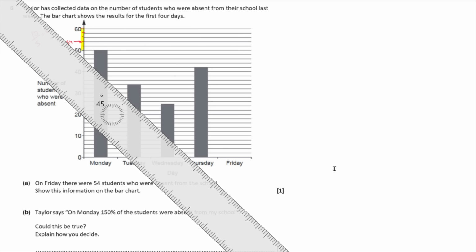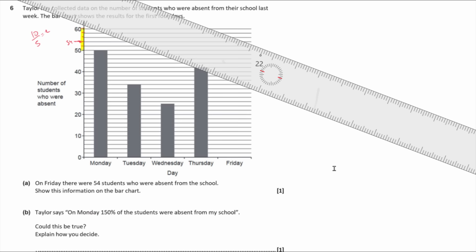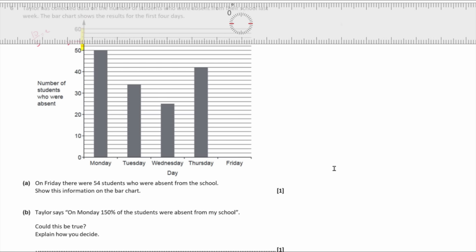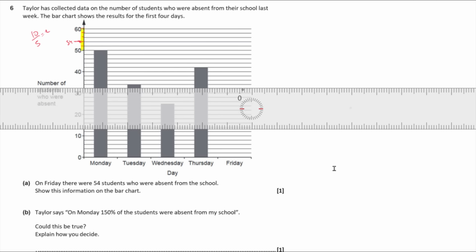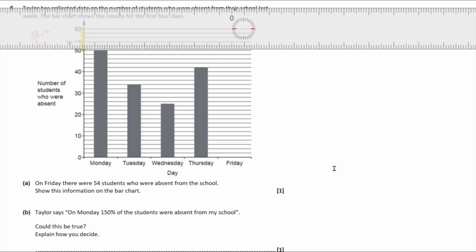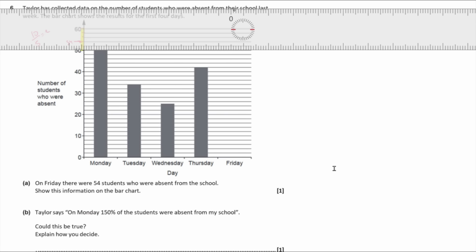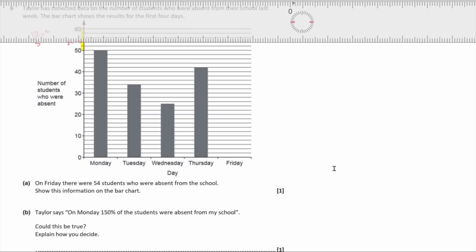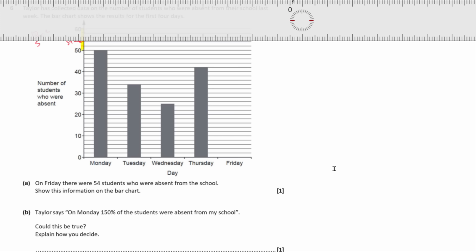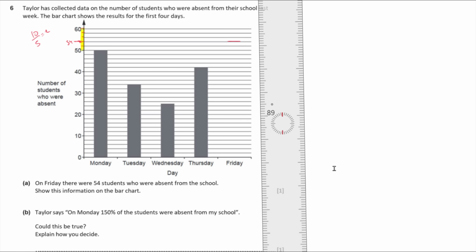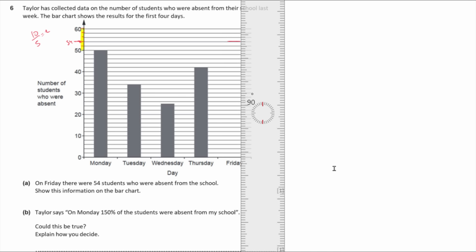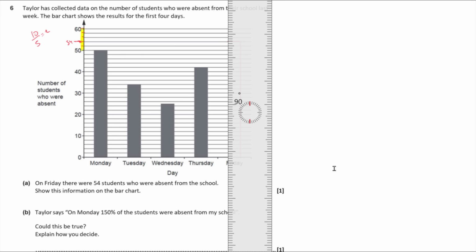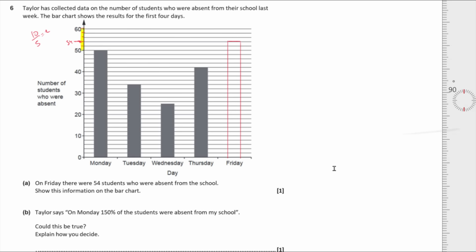Okay? So on my bar chart then, I need to draw one which is of a height 54 at Friday. So what's that about? Hit one of those units on my scale, that's handy. So put it at 54. Should try and make the bar the same sort of width as all the other bars. Don't want it looking out of place. And at the right height.